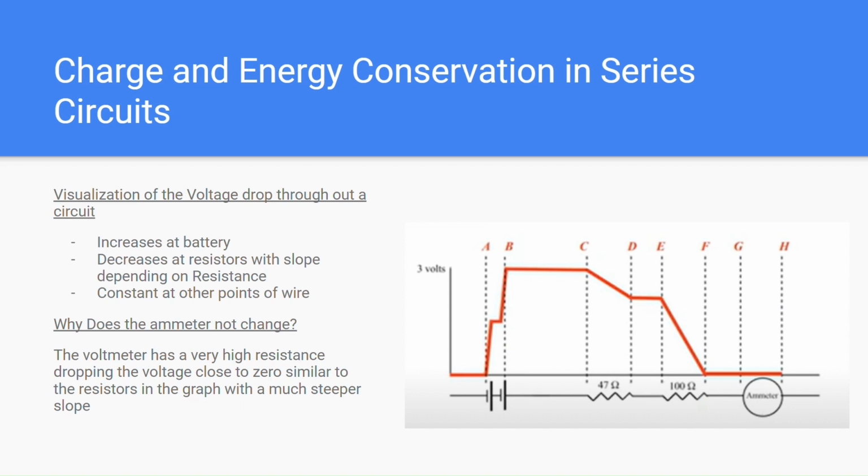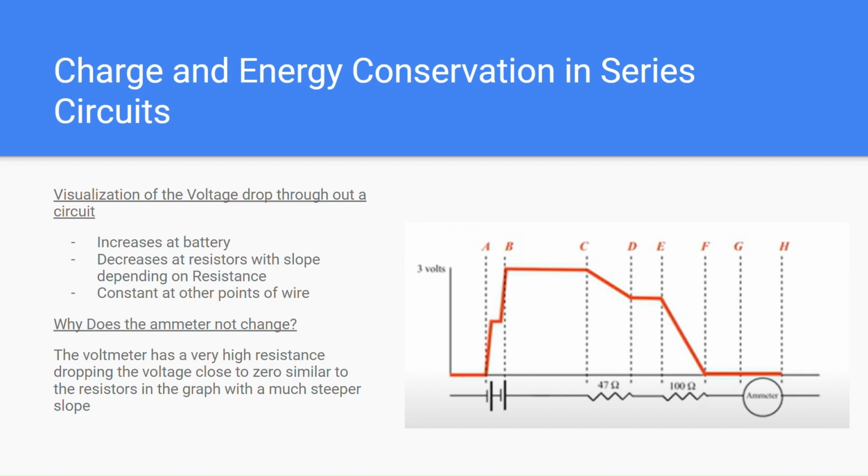Okay, visualization of voltage drop throughout a circuit. You're going to see it increases in the battery, very steeply. That's where our 3 volts comes from. Throughout wires that are not resistors, it stays constant because the resistance is zero. When you get to the resistors, the slope is based on the resistance. So you can see at the 47 ohm resistor, it's a little bit shallower. At the 100, it's a little bit steeper.